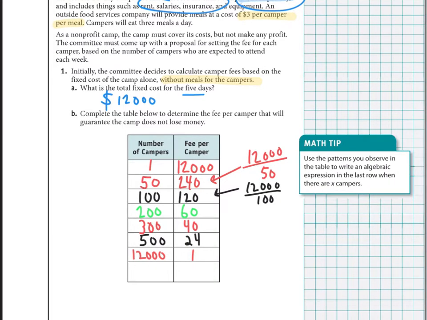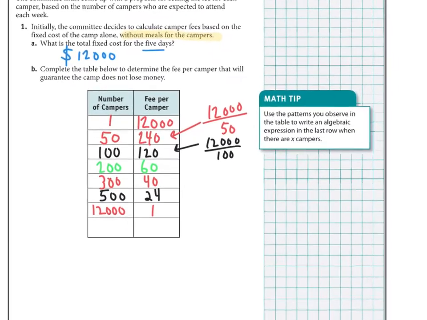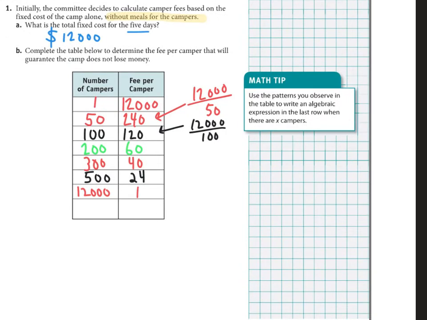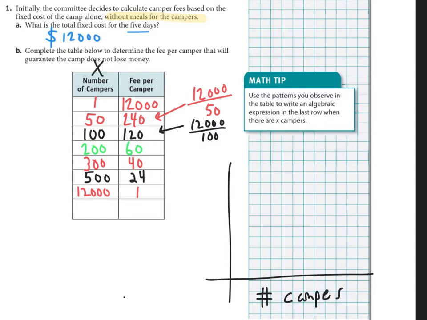Okay, so if we wanted to look at what was going on, it's clear that as the number of campers increases, like if we were to make a graph of this, which is what we're going to start doing, if we were to make the number of campers be the x value, so these values here, the x coordinate, and then the fee per camper would be the y coordinate.